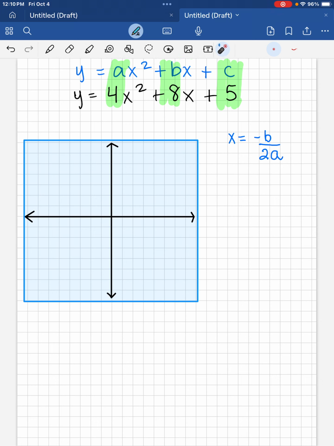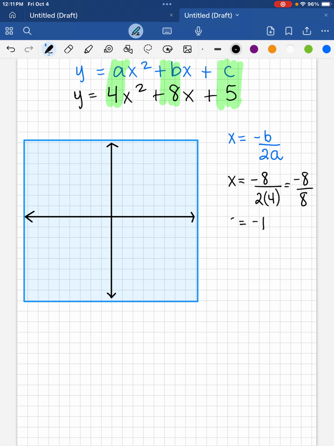So let's go ahead and do that so that you can see what I'm talking about. First off, I'm going to plug in the 4 and the 8 for a and b, and that's going to look like x equals negative 8 over 2 times 4. 4 times 2 is 8, so this becomes negative 8 over 8. And anything over itself is 1, and of course it's negative, so that's going to be negative 1. You could put that in your calculator if you needed to. But that is going to be the x value of my vertex.